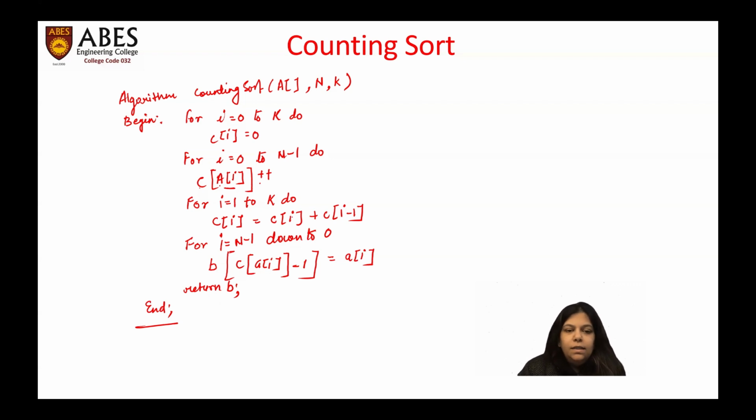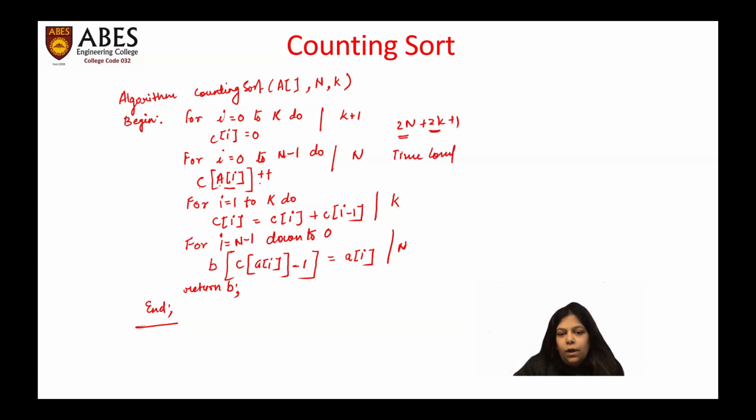Right. Now, let us analyze this algorithm. The first loop will work for k plus 1 times, the second will work for n times, the third loop again will work for k times, and the last loop will work for n times. So as you can see, the total number of iterations taking place is 2n plus 2k plus 1, right? As we know that k is very small with respect to n, the total time complexity of the counting sort algorithm can be represented by theta of n, right?